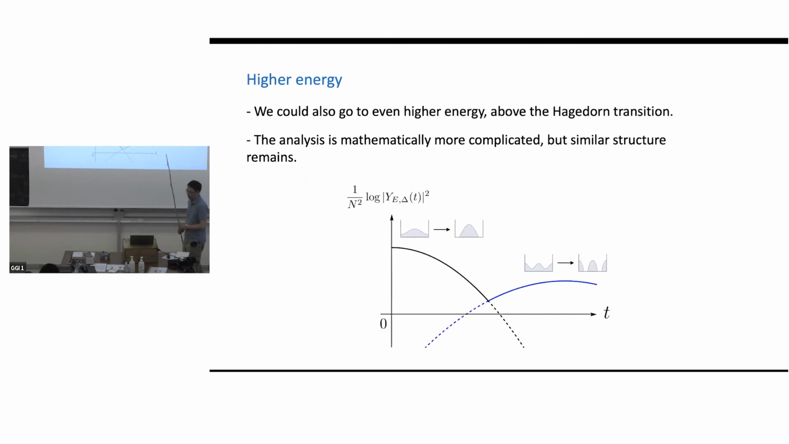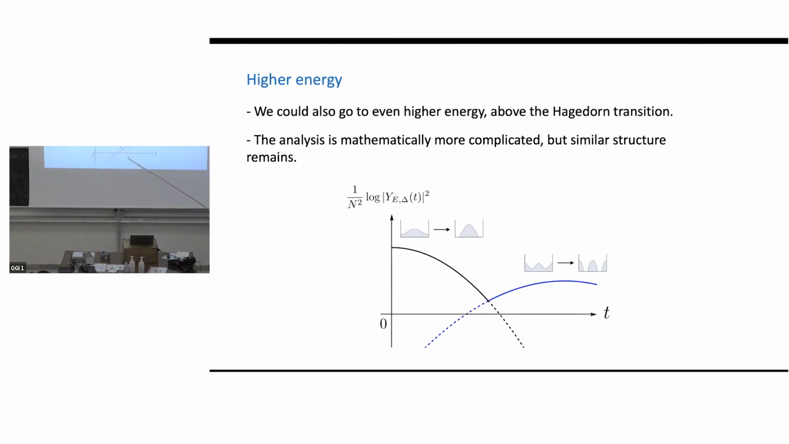Now, I mentioned that the reason I stick to this intermediate range of the energy is simply because the formula is simpler. But once you understood that, you could also go to even higher energy, namely energies above the Hagedorn transition. The analysis is mathematically more complicated, but you see that a similar structure still remains. For example, the initial decay, as we know, is now given by a gapped eigenvalue distribution.